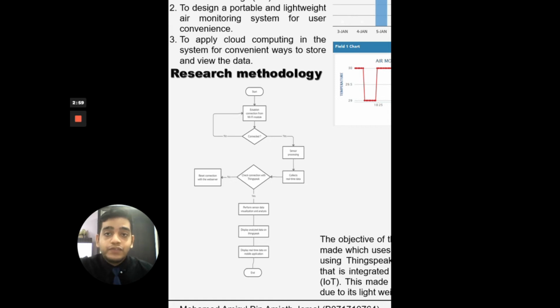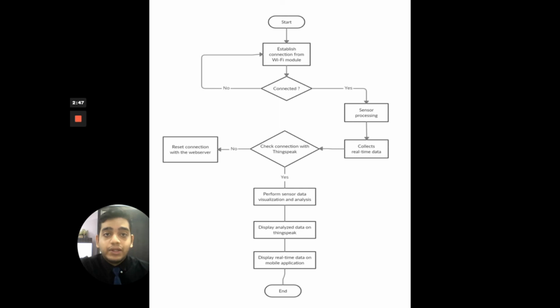Next, for the flowchart, as we can see from the flowchart in the poster, the ESP32 will establish a connection from the Wi-Fi module until it is connected. Then, if it is already connected, the sensor will then process. Then, the sensor collects real-time data. Moving on, it will check the connection with ThingSpeak.